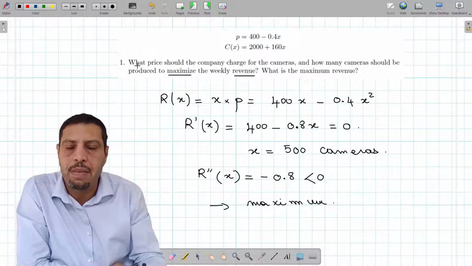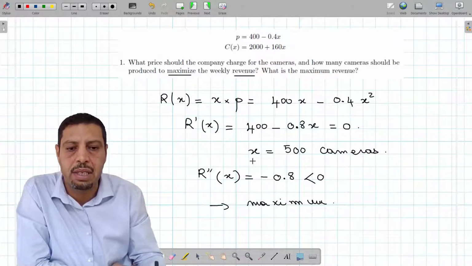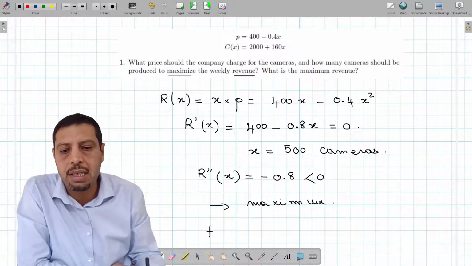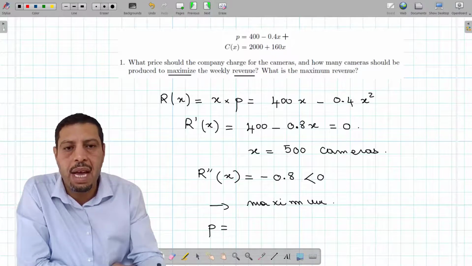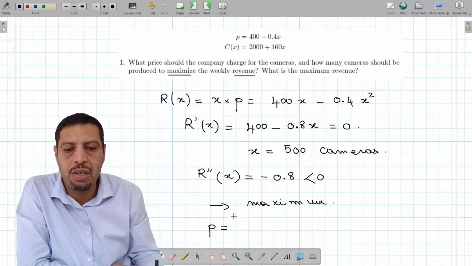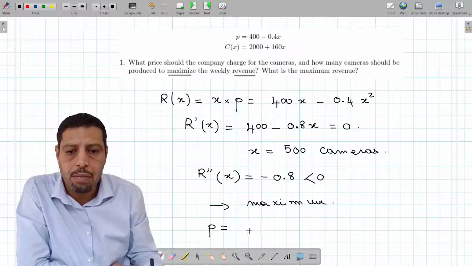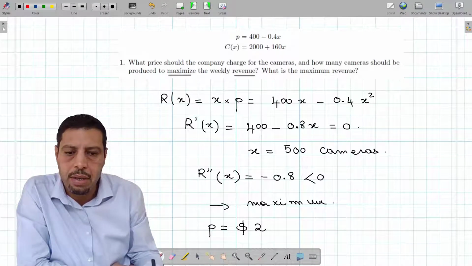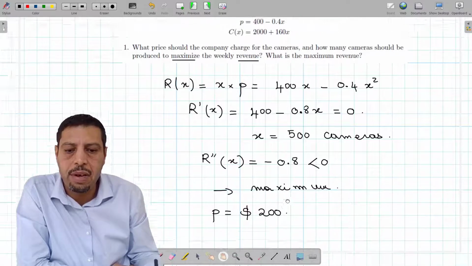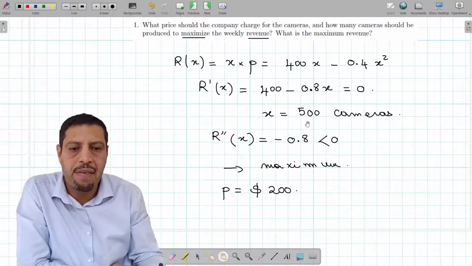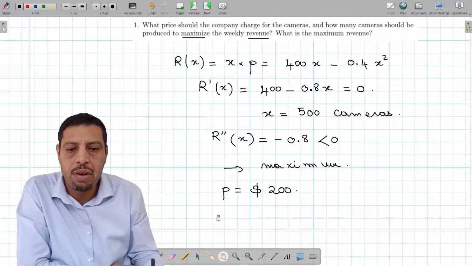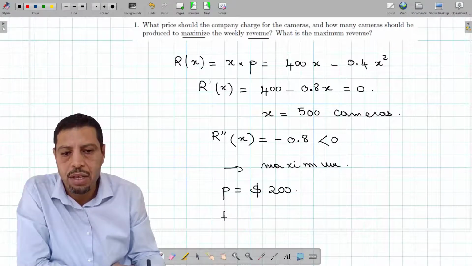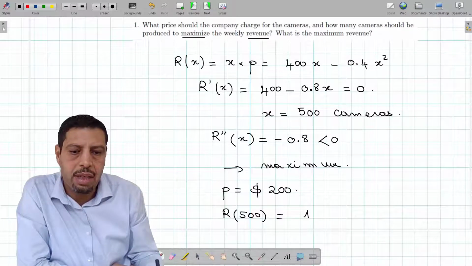Now, what price should the company charge for the cameras and how many cameras? We found the quantity, which is x. To find the price, just substitute x by 500 in the price-demand equation. You're going to find that P equals $200. And what is the maximum revenue? You can either multiply 500 by 200, which gives $100,000, or compute R of 500, which is equal to $100,000.